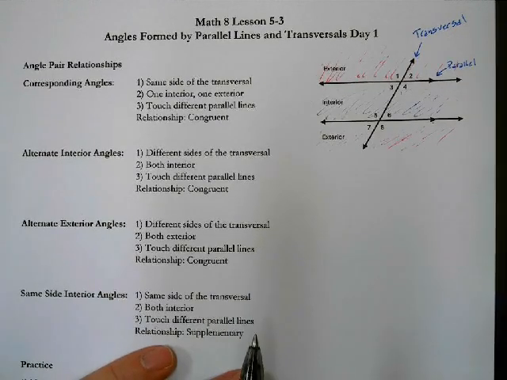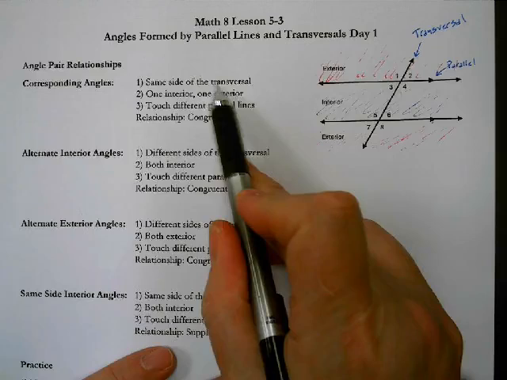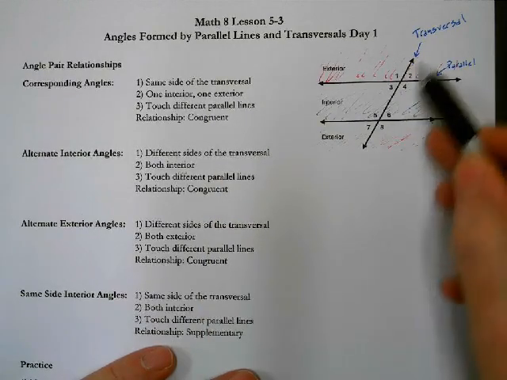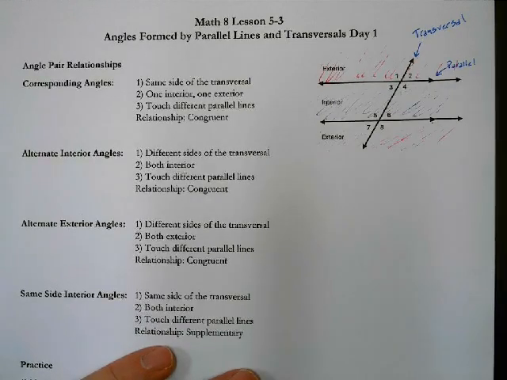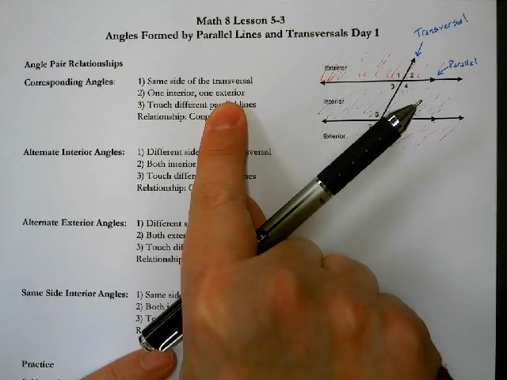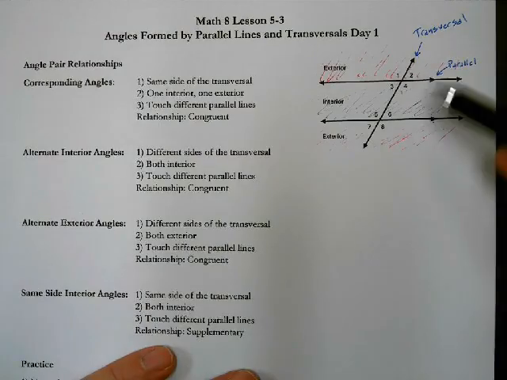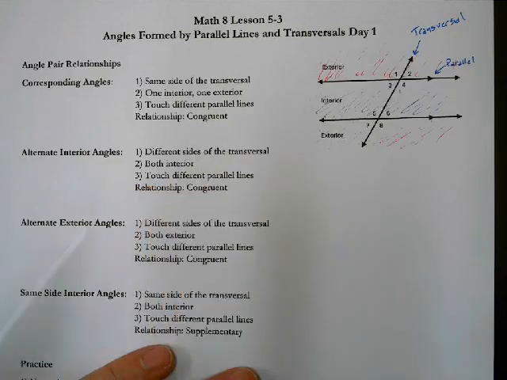All right, our first angle pair relationship is called corresponding. For corresponding angles, first of all, they have to be on the same side of the transversal. So here's my transversal. Either they have to be on this side of the transversal or they have to be on this side. We're talking about 2 angles here, same side. Next, one has to be interior and one has to be exterior. One has to be inside, one has to be outside. And they have to touch different parallel lines.